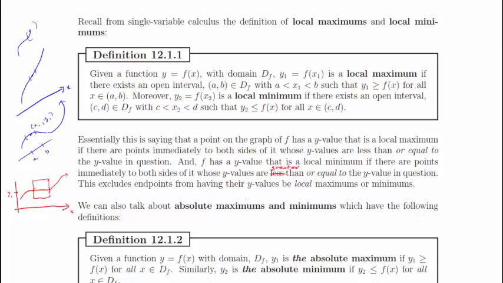This excludes endpoints from having their y values be local maximums or minimums. And I'm saying that in highlighted text because endpoints can be absolute maximums or minimums.